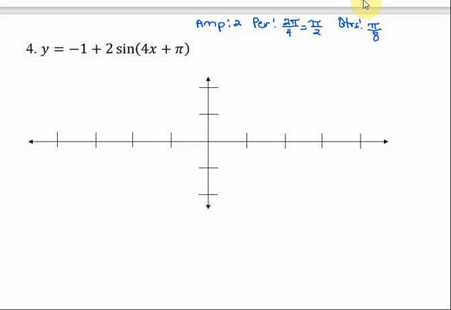But I'm not going to mark out the quarters yet because we have a phase shift. The phase shift would be, this says plus pi, so our phase shift is actually going to be to the left pi spaces. So the phase shift is negative pi spaces. So that means that's where we're going to start. Instead of starting at 0, we're going to start at negative pi. And then we also have a vertical shift of -1. There's no reflection. Okay, our vertical shift is -1.